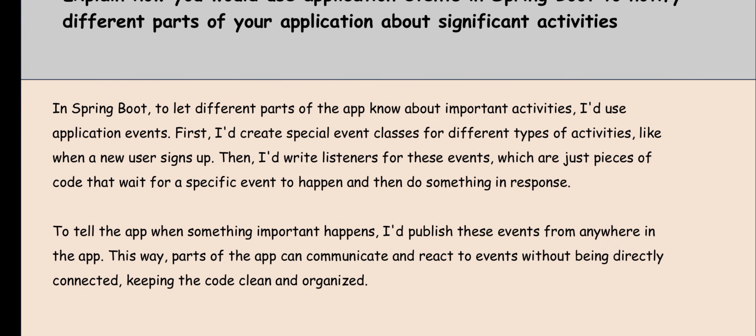In Spring Boot, to let different parts of the app know about important activities, I would use application events. First, I would create special event classes for different types of activities, like when a new user signs up. Then I would write listeners for these events, which are just pieces of code that wait for a specific event to happen and then do something in response. To tell the app when something important happens, I would publish these events from anywhere in the app. This way, parts of the app can communicate and react to events without being directly connected, keeping the code clean and organized.